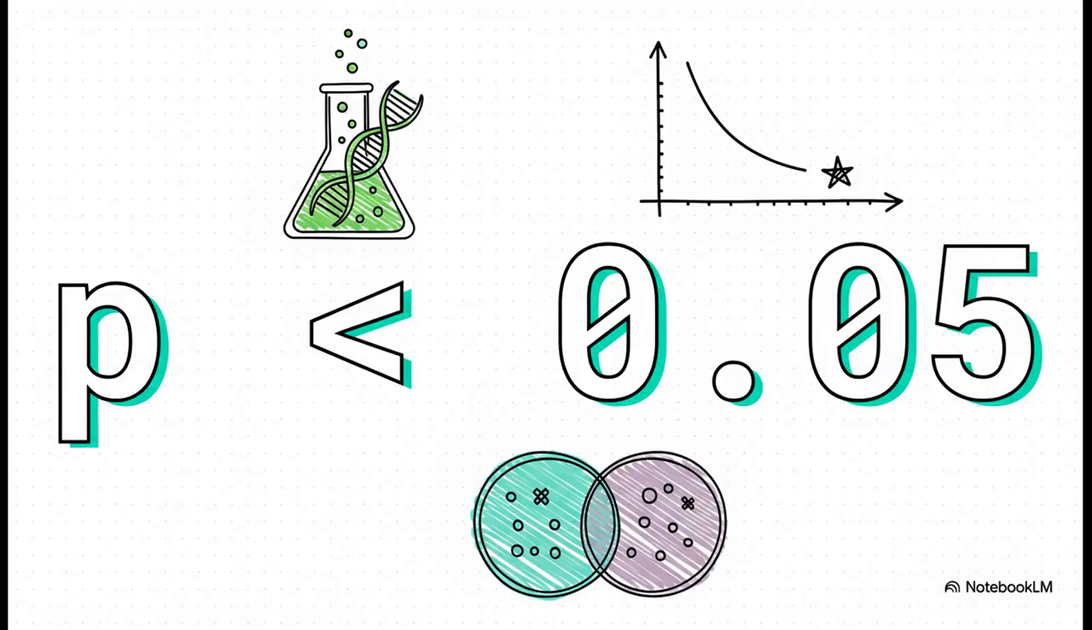And here it is, the moment of truth. After running all the numbers, the test gives us a result called a p-value. In this case, that p-value is less than 0.05. And let me tell you, in the world of statistics, this is a very, very important threshold.